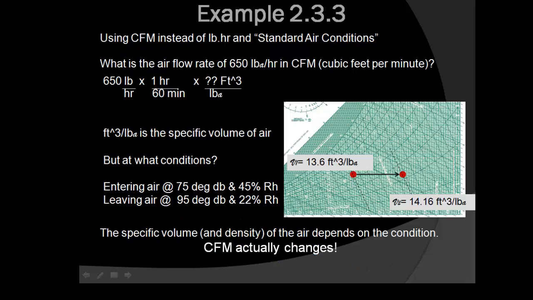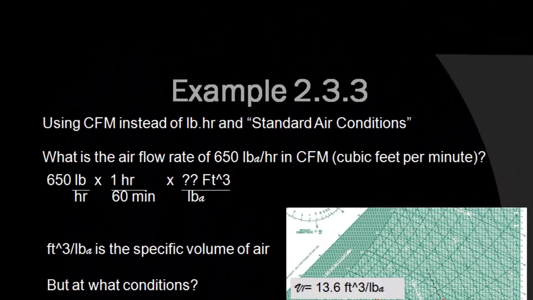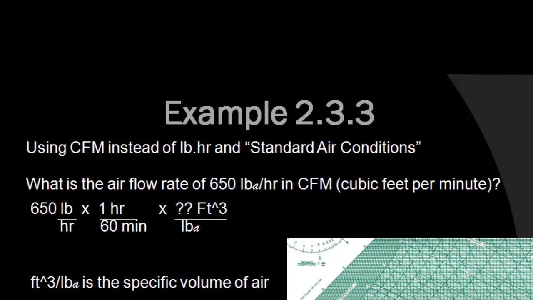Example 2.3.3. In the previous examples, we worked with the airflow rate in terms of pounds per hour, which is the mass flow rate. But common practice is to specify airflow rate in terms of CFM, or cubic feet per minute. What is the airflow rate of the air entering the heater in our previous example in CFM?